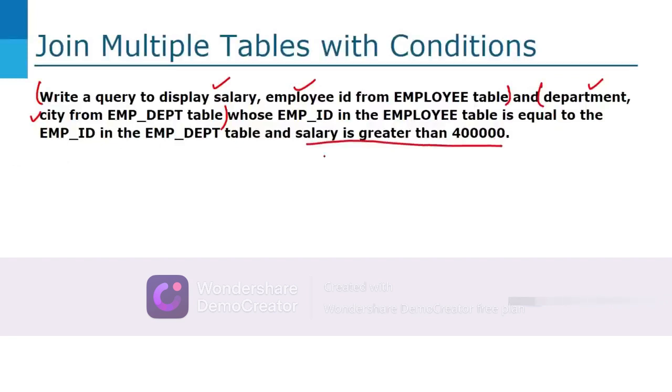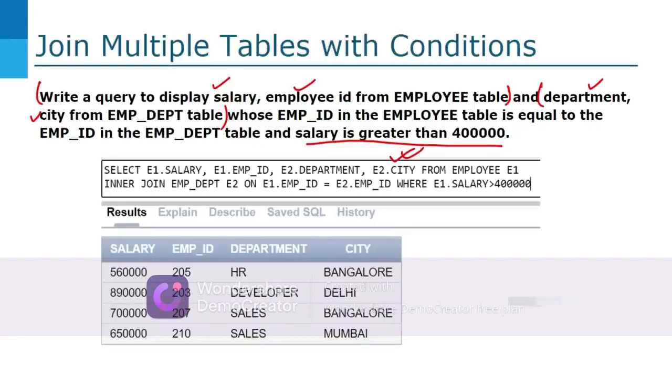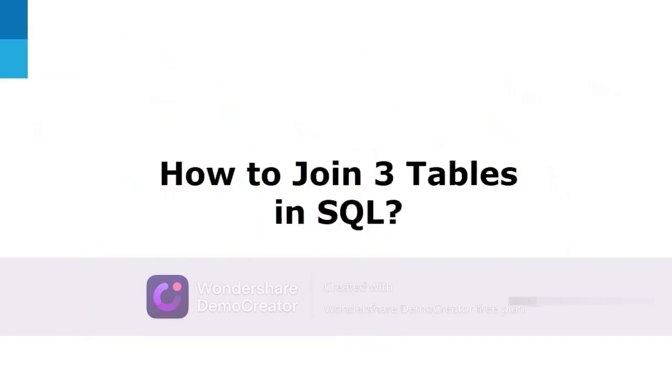So this is one of the conditions, that salary should be greater than 4 lakh. If you look at the query, select E1.salary, E1.empid, E2.department, E2.city from employee E1 inner join employee department E2 on E1.empid equal to E2.empid where E1.salary is greater than 4 lakh. This is what I wanted, and we are using a condition. So we have only these details where the employee 1 salary is greater than 4 lakhs, right? So you can use a condition like this by using a where clause.